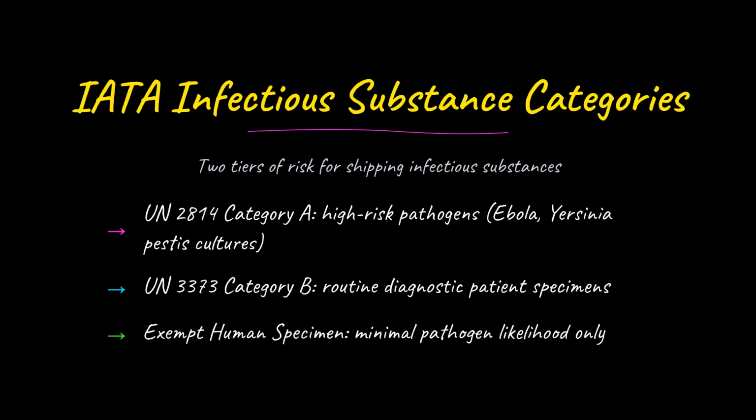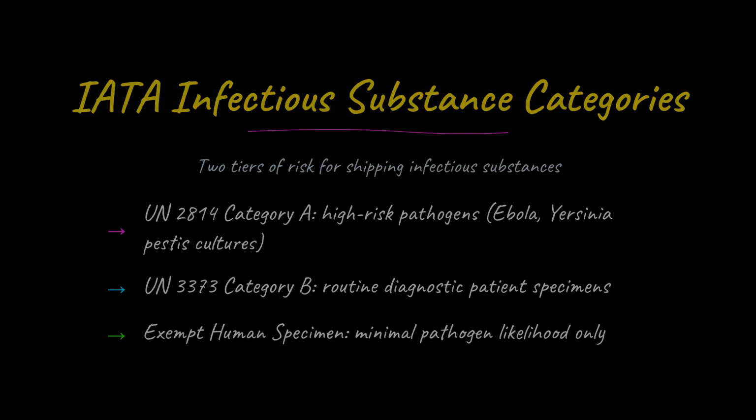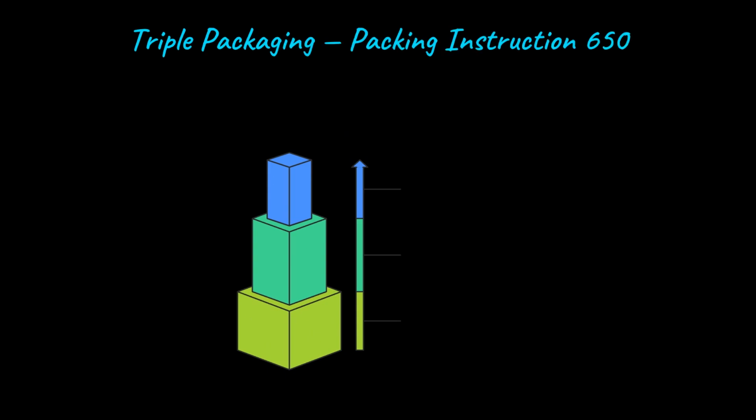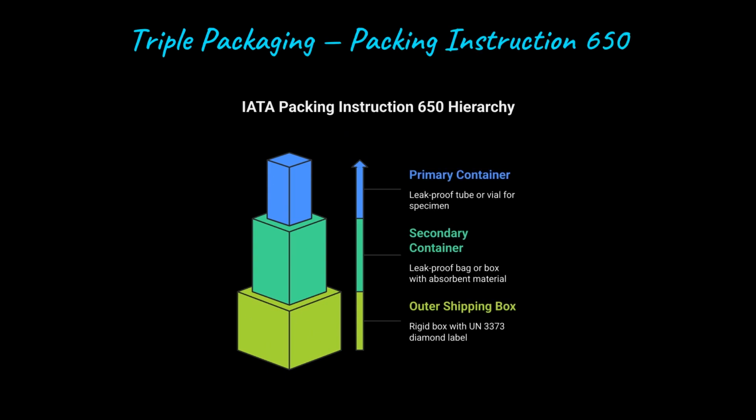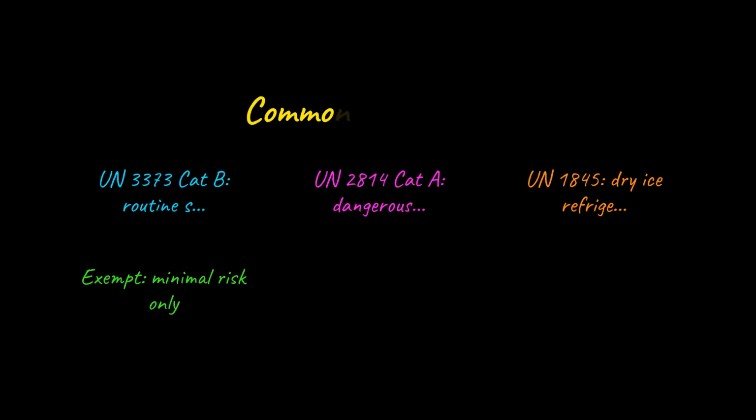Exempt human specimen applies only when pathogen likelihood is minimal. Packing Instruction 650 mandates a triple-layer system. The primary container holds the specimen itself. The secondary container adds a leak-proof layer with absorbent material to contain any spillage. The rigid outer box carries the UN 3373 diamond label, along with shipper information and required documentation.